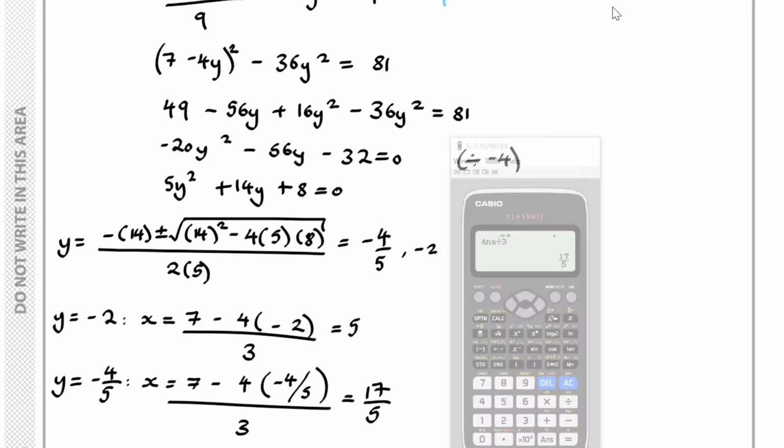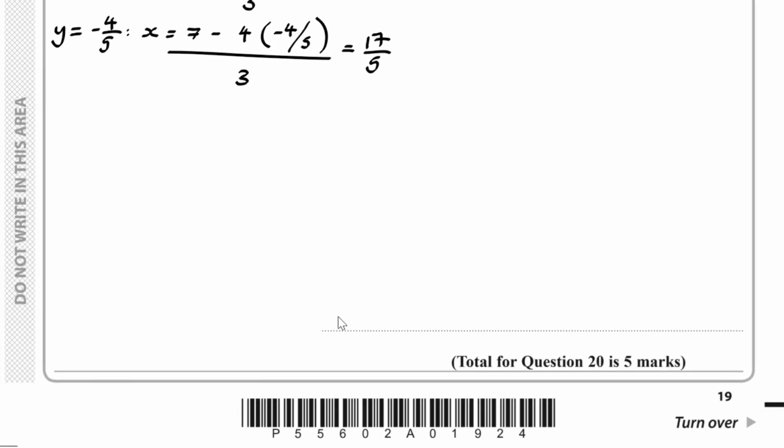So our solutions, therefore, we have x equals 5, y equals minus 2, and we also have x equals 17/5, y equals minus 4/5. So those are our solutions to these simultaneous equations.